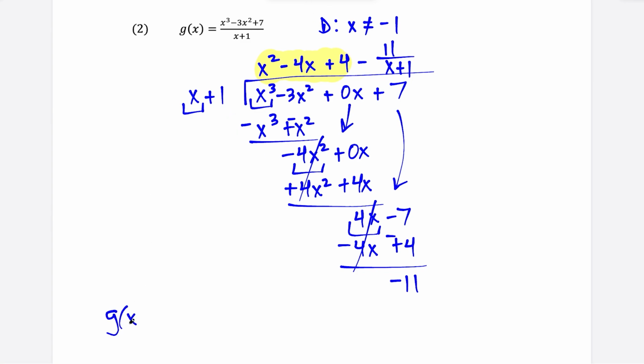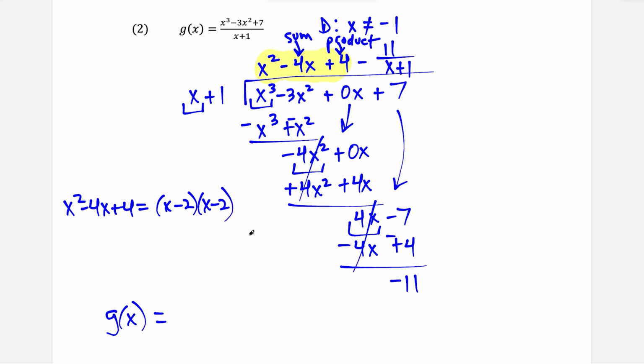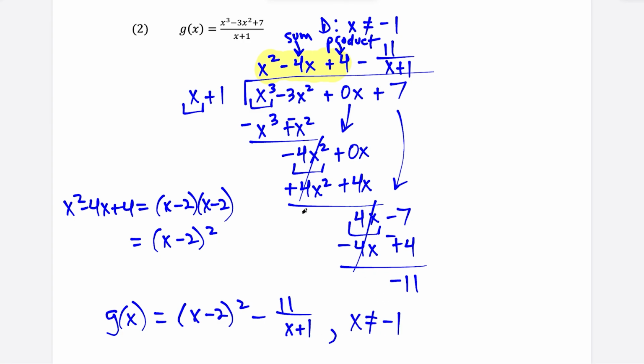We have g of x. I'm going to rewrite it. I could actually factor this very nicely. So we're looking for two numbers with a sum of negative 4 and a product of positive 4. So something like x squared minus 4x plus 4, we could factor to x minus 2 times x minus 2. Okay, so we could express this as x minus 2 squared. So g of x, I'm just going to say, is x minus 2 squared, and then plus 3 over x plus 1. And remember, the domain is all x values except negative 1.